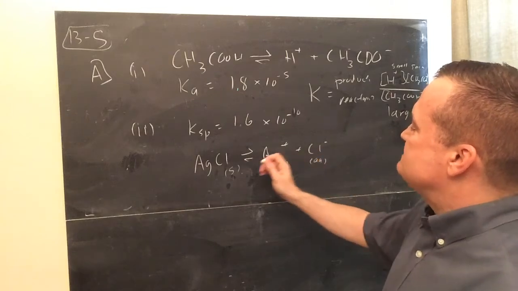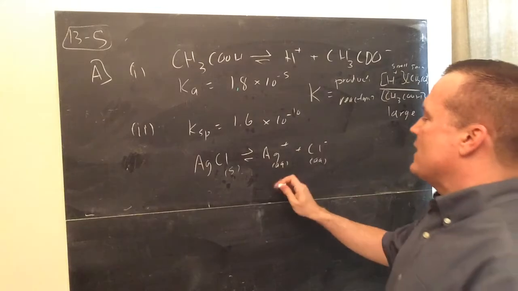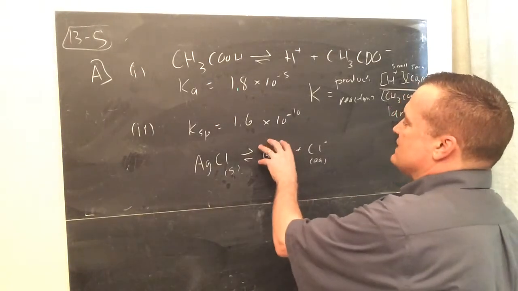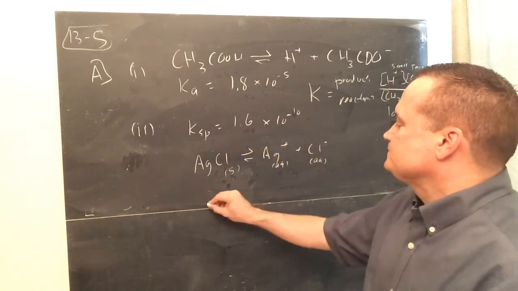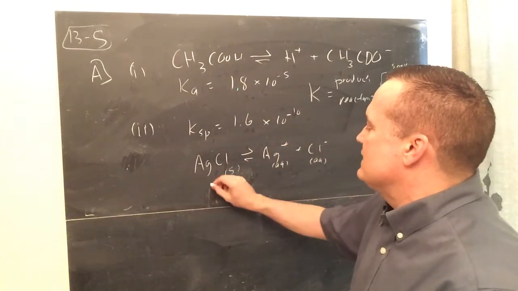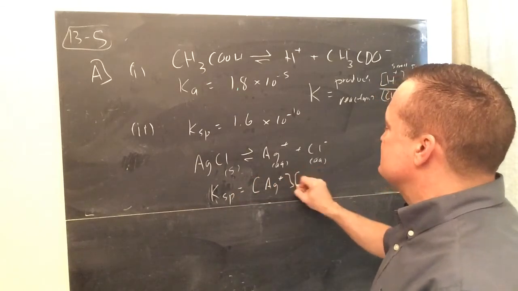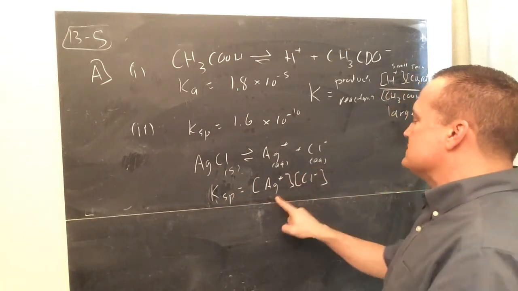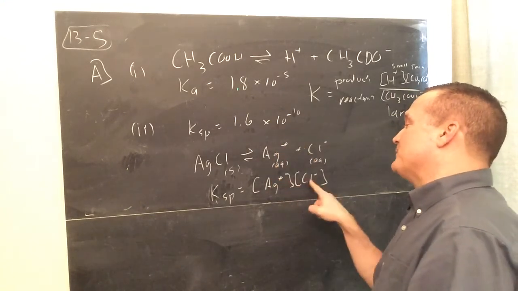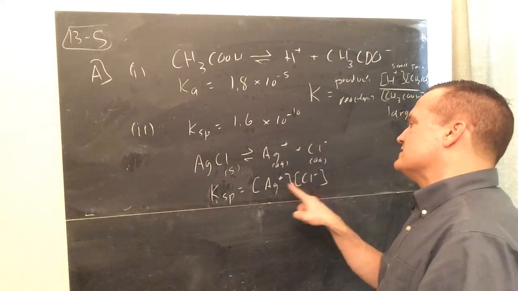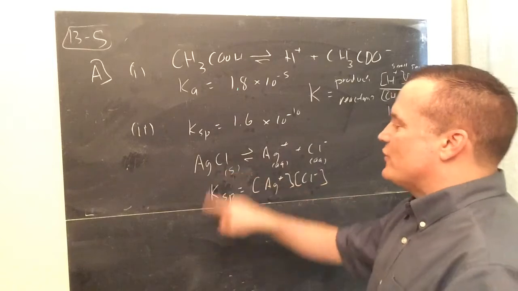Okay, so I know it's kind of hard here because you can't think about the division, but obviously these are very, very small numbers. You can also write down the Ksp expression, Ag plus times Cl minus. So all I'm doing is multiplying these. If I multiply two numbers and I get that, then these must be pretty small numbers. So those are really, really small, and the reactant is really large.